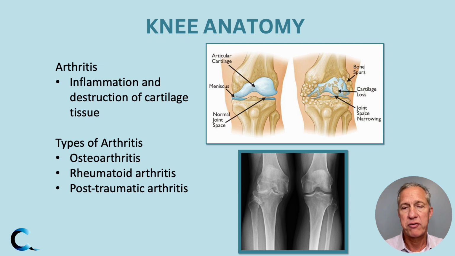There are different types of arthritis, including osteoarthritis, which is the most common. That's simple wear and tear arthritis. Rheumatoid arthritis is an inflammatory arthritic condition that can affect the whole body, and we sometimes see post-traumatic arthritis after an injury to a joint.